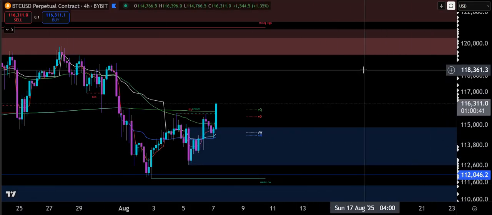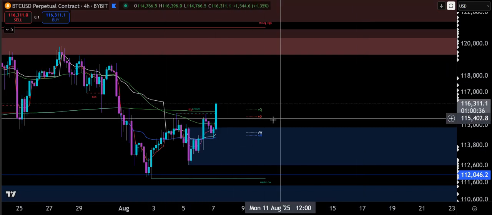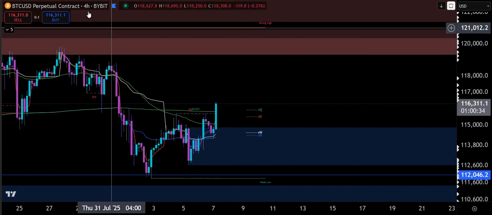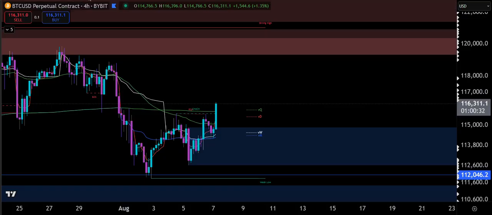What is a distribution zone? A distribution zone is a sell zone. So I want to see how New York opens up. Let's go to a lower time frame.